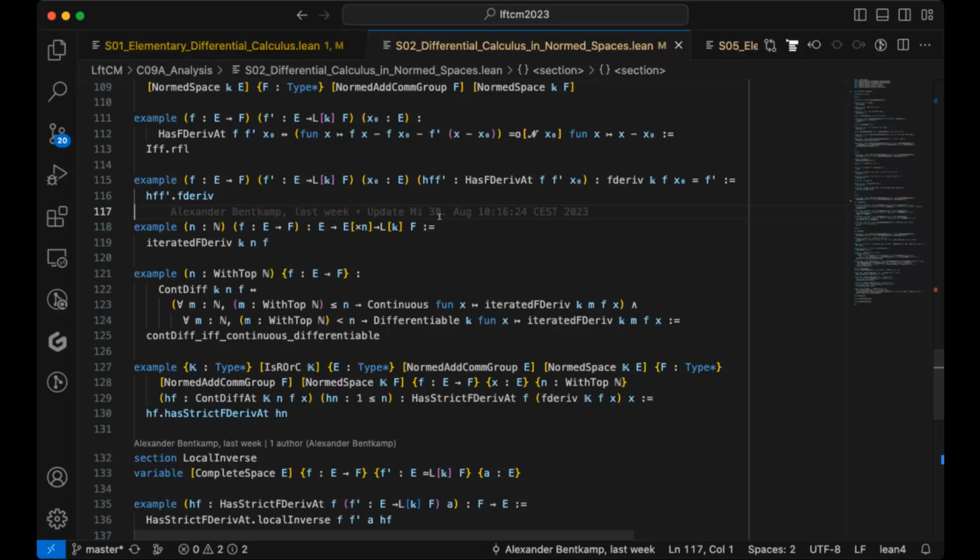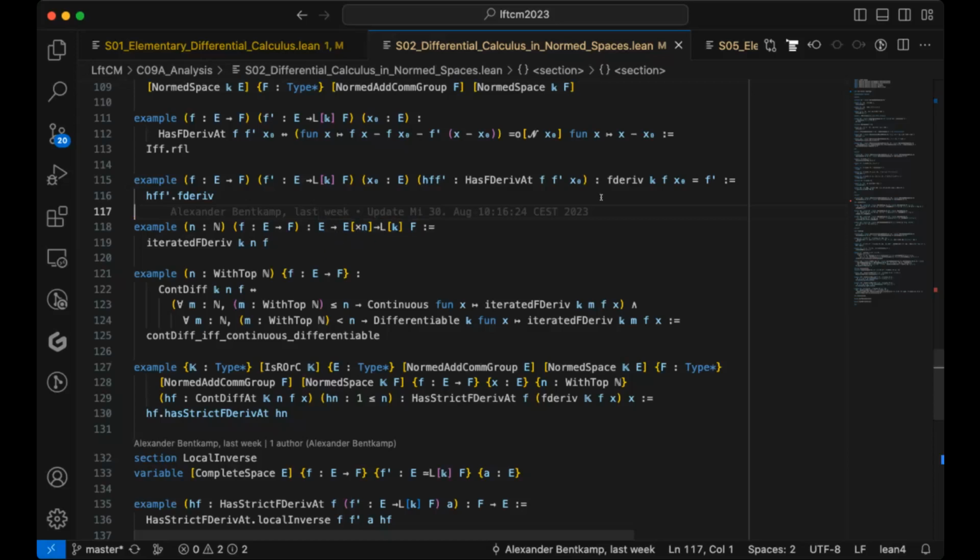n times. So right, there's notation for that in Mathlib, which is like e, in brackets, times n. So this is how we indicate it.